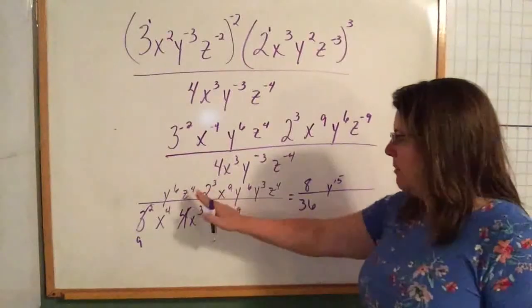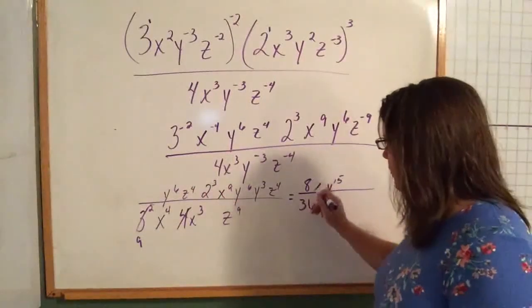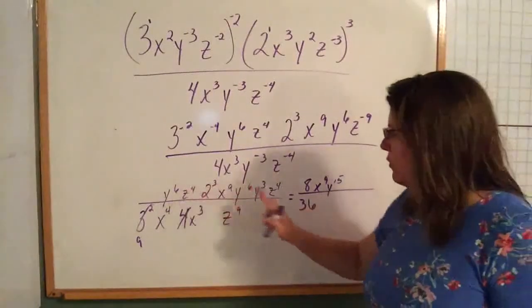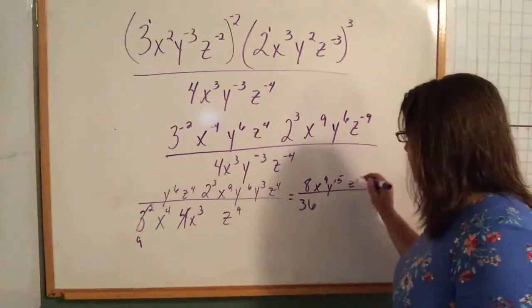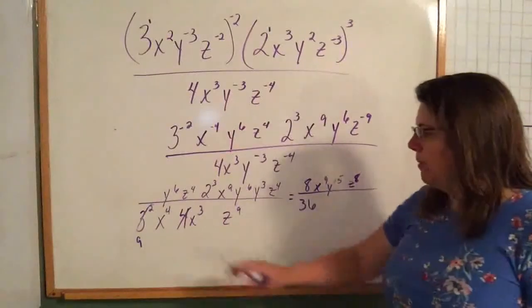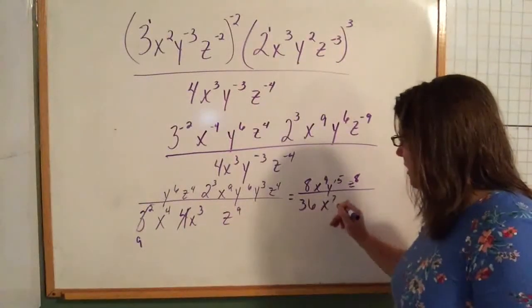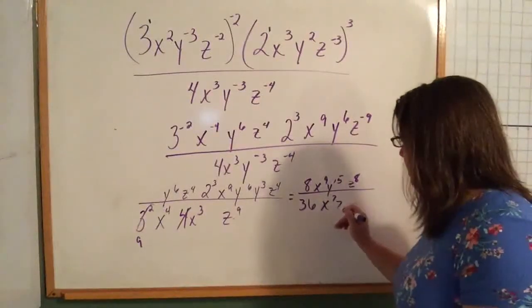Now I don't want to forget about my x to the 9th, which goes right here. And then my z's, z to the 4th and z to the 4th, would be z to the 8th. On the bottom, I have x to the 4th and x cubed, so that's x to the 7th, and the z to the 9th.